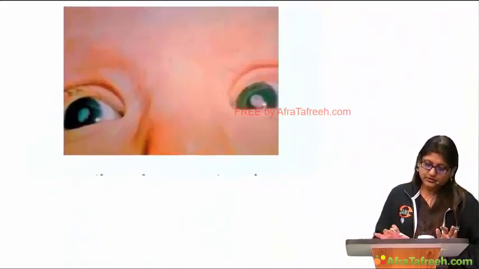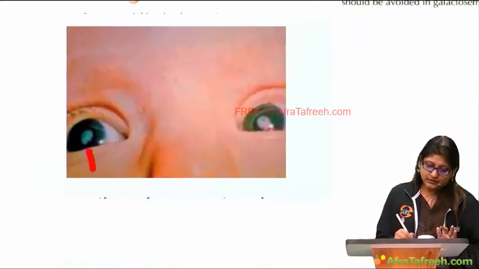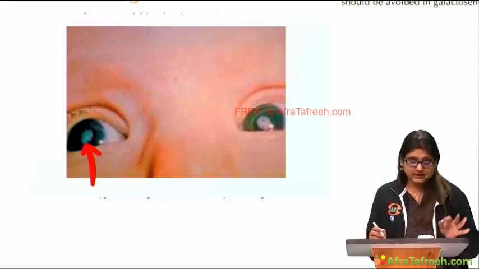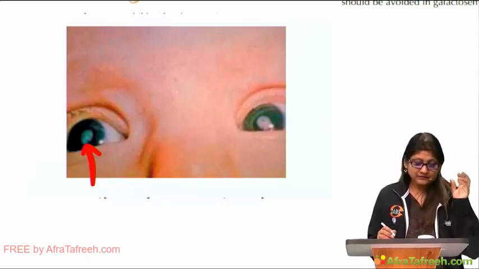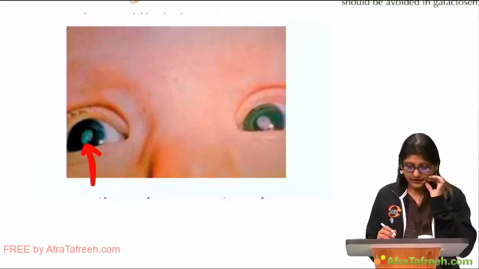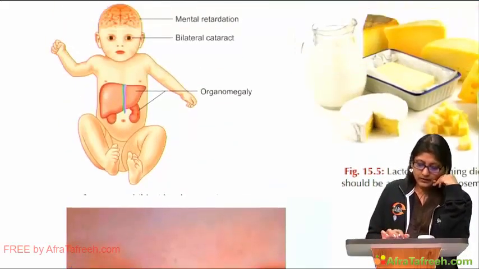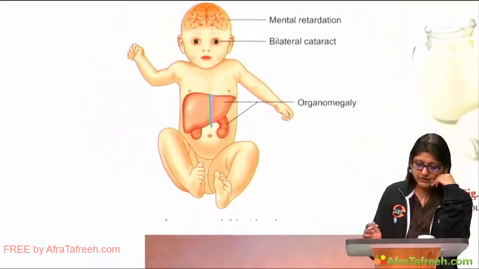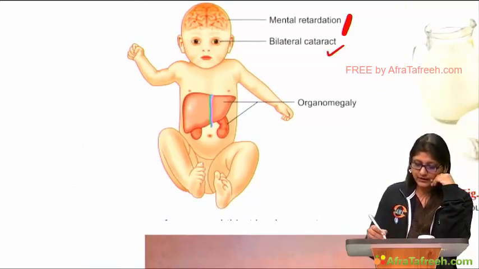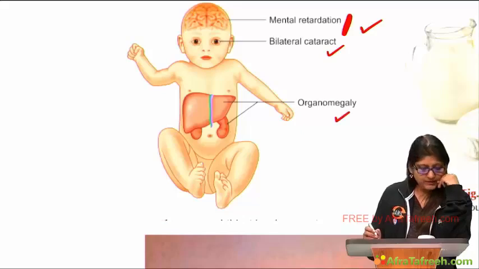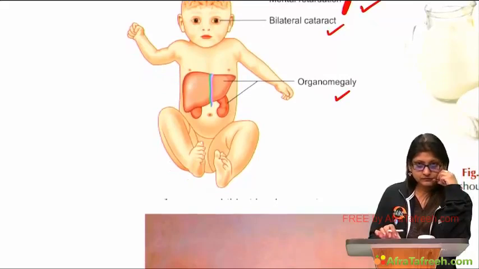Can you see this cataract in a galactosemic baby? This is an oil drop cataract, which is classically seen in galactosemia. Both in benign as well as classical galactosemia, you find this problem. And this picture of the baby is telling you about classical galactosemia, where repeated hypoglycemia results in mental retardation. Cataract will be seen, organomegaly will be seen. Right.